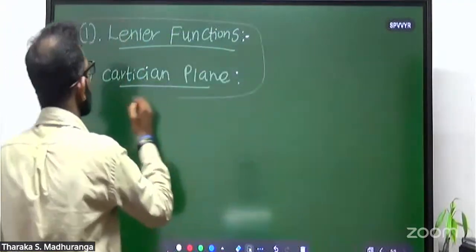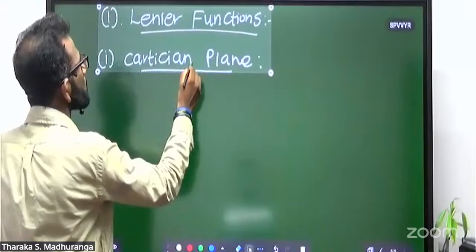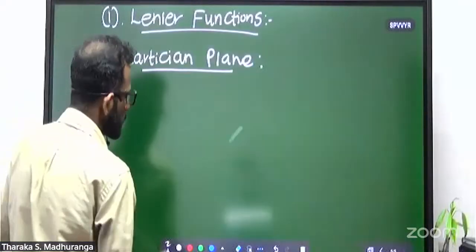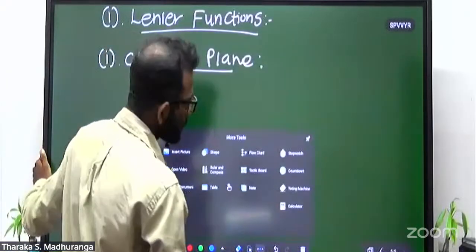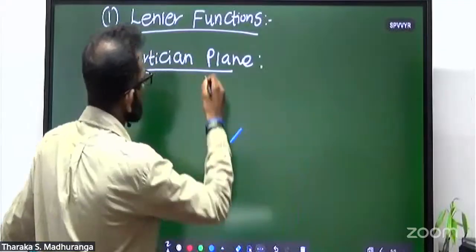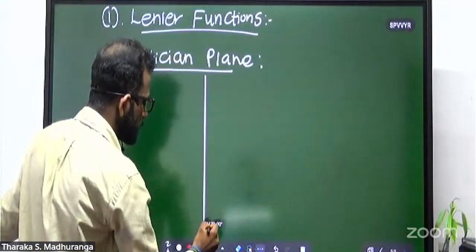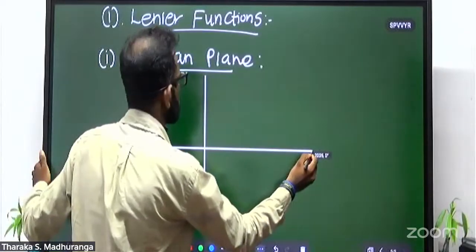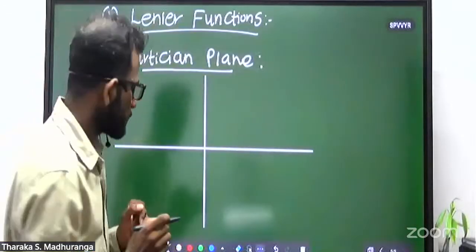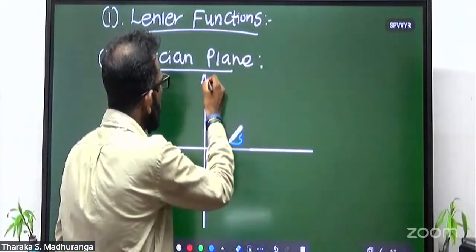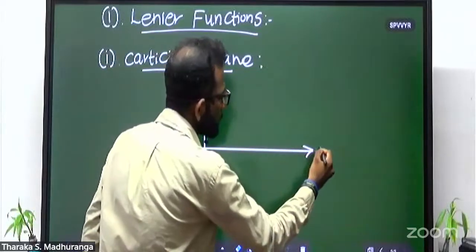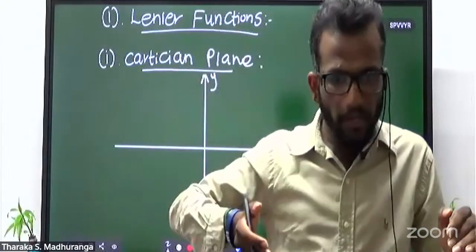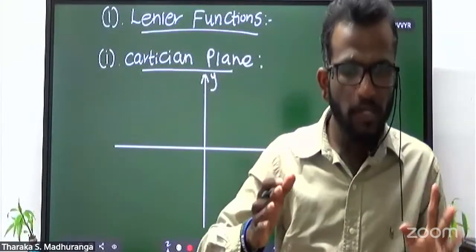The Cartesian plane, you already know, I think. The Cartesian plane means what? It means the x and y axis. This is the y axis. This is the x axis. The x axis and y axis together, that is a Cartesian plane.